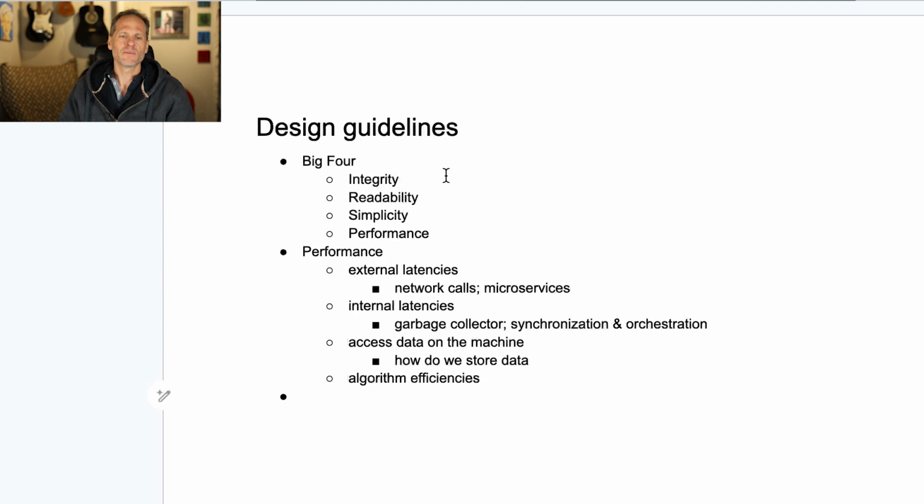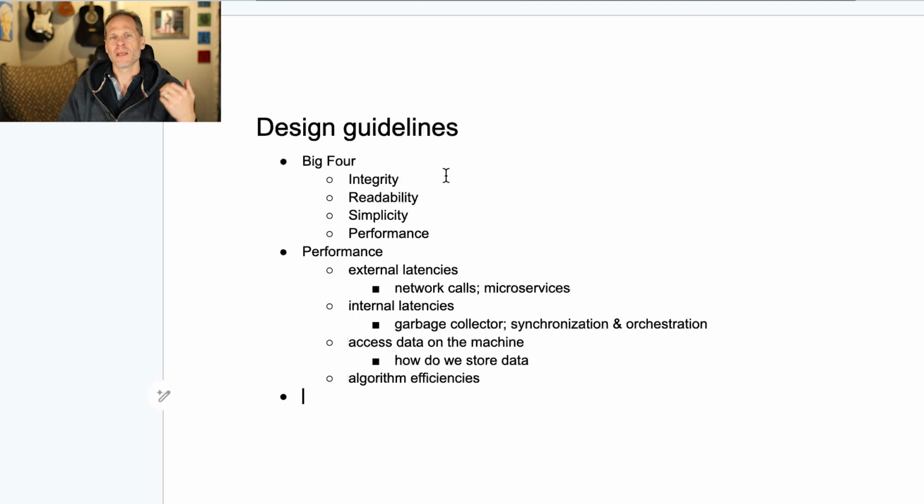But these big four items are integrity, readability, simplicity, performance, in that order. And you could remember those as the things we're looking for when you're doing a code review. And you can remember all those four in that order with the acronym IRSP, right? So I, integrity, R, readability, S, simplicity, and then P, performance. And it should be in that order.